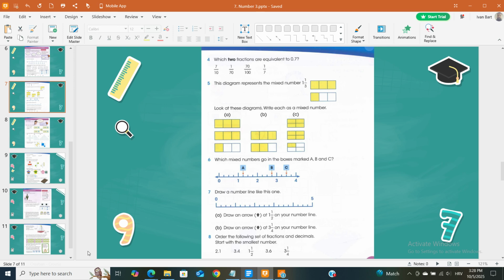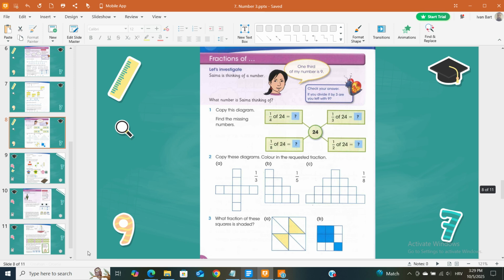Fractions of... Let's investigate. Samer is thinking of a number. 1/3 of my number is 9. What number is Samer thinking of? Copy this diagram. Find the missing numbers. 1/3 of 24 equals what? Check your answer. If you divide it by 3, are you left with 9?